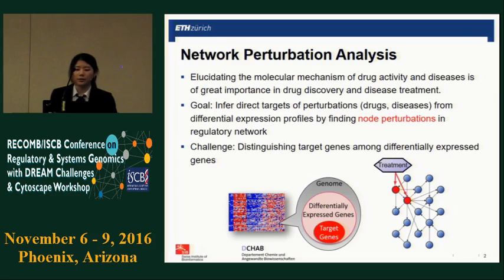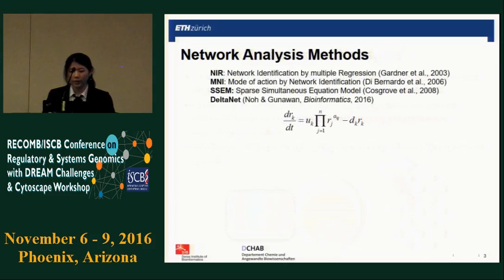In this analysis, we can consider direct targets as node perturbations in a network, and we can compute those nodes by using a mathematical model. Particularly, I'd like to talk about the methods that are based on transcription kinetic models. The examples of the existing methods in this approach are NIR, MNI, SSEM, and DeltaNet.